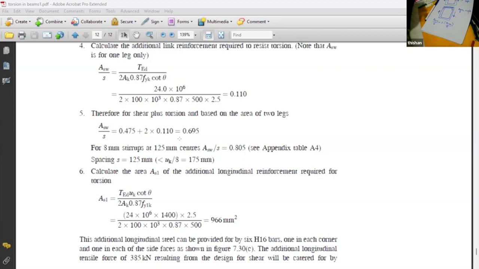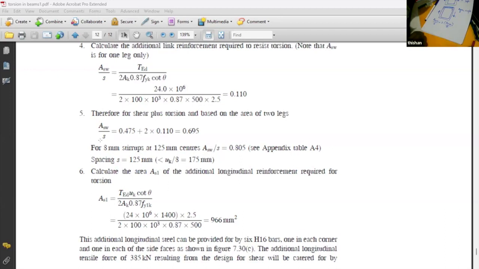Okay. Yes. Because this has two legs. ASWS is now representing the shear link. Because it has two legs. So you have to multiply. This is not 50 divided by S. This is 100 divided by S. Area of 8 mm reinforcement is 50. But ASWS is actually representing two legs. So that is 100 divided by 125. Can you see that?